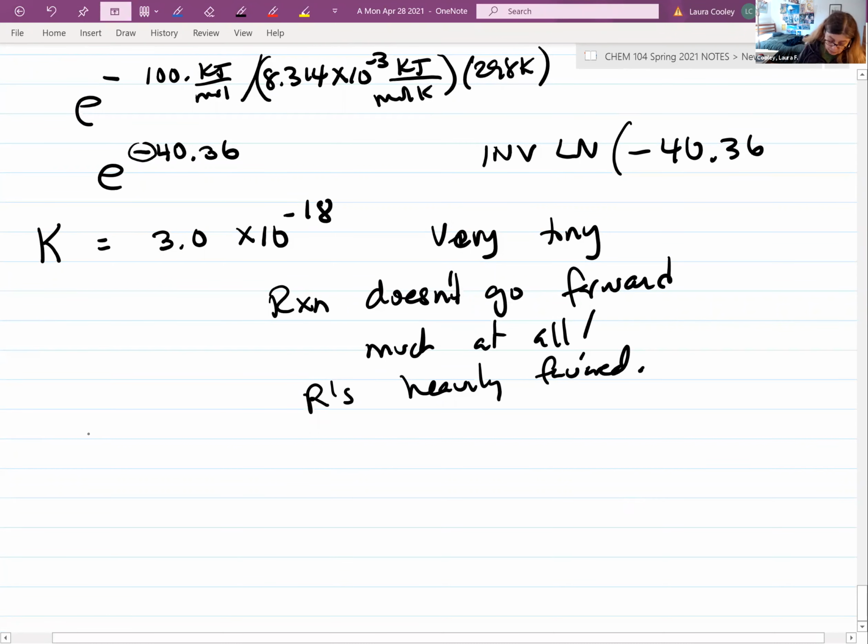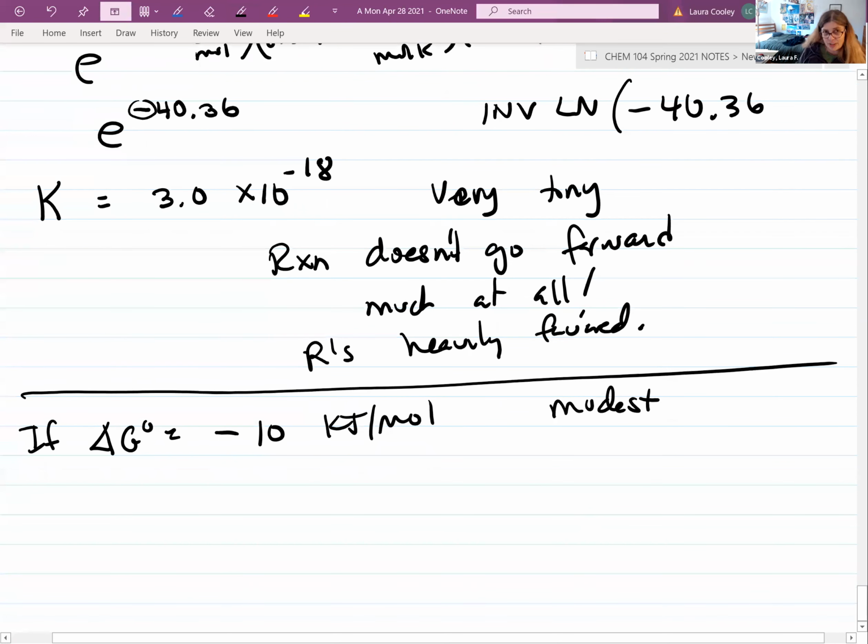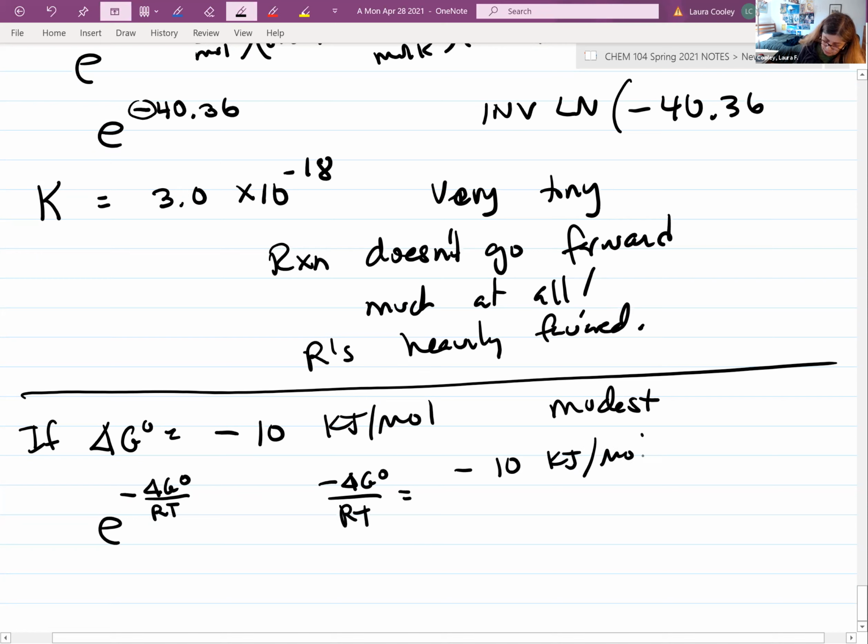Let me just do one example with a negative delta G. If delta G0 is negative 10, so that is a pretty modest negative number. It's not negative 1,000 or 100 or something like that. So here I want to find the K. So again, it's E to the minus delta G0 over RT. So let's figure out what minus delta G0 over RT is. It's minus 10 kilojoules per mole over 8.314. Sorry, minus 10, right? So I make that mistake too. So be careful.